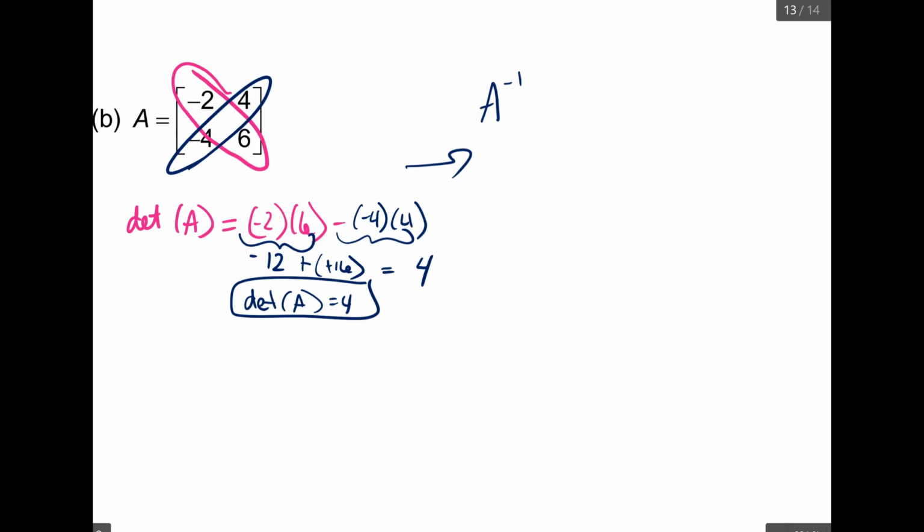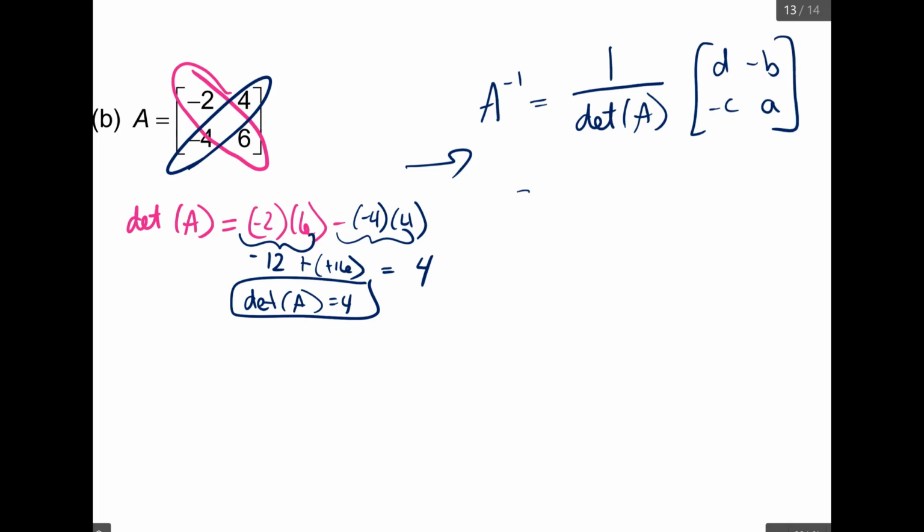So A inverse, the inverse matrix, is going to be 1 over the determinant of A times, let's see, switch A and D and then make B and C negative. So this is going to be 1 over, determinant was 4, D was 6, negative B, so originally B was 4, so now I'll make it negative. Originally C was negative 4, so now I'll make it positive, and then I put negative 2 here.